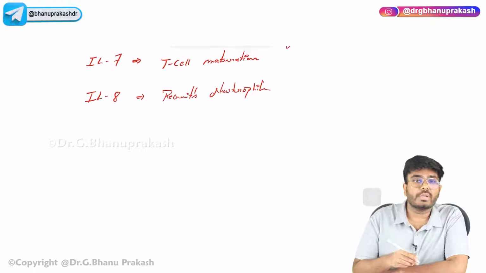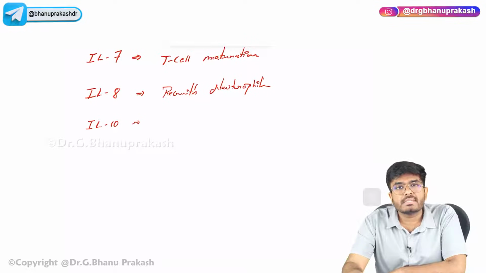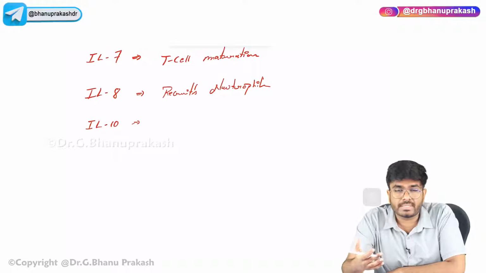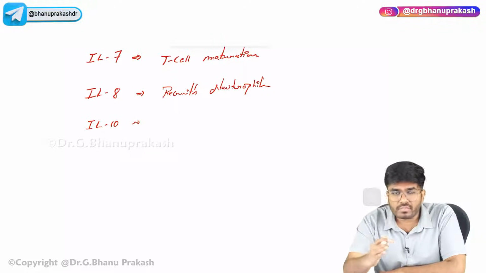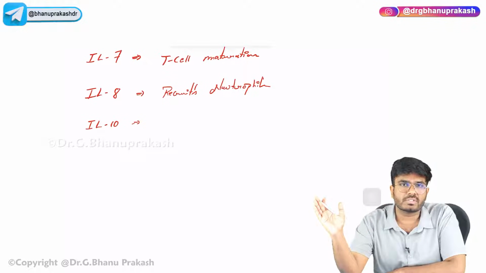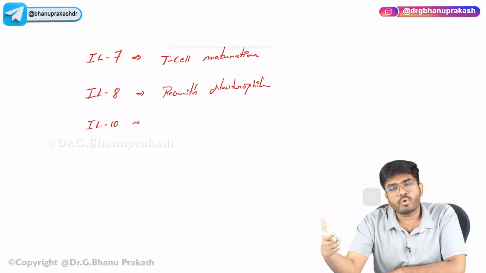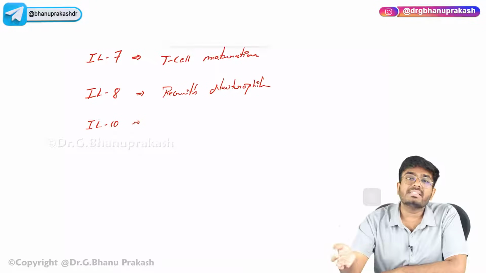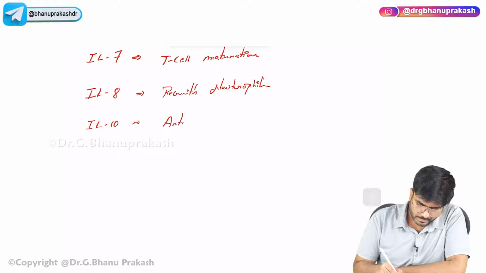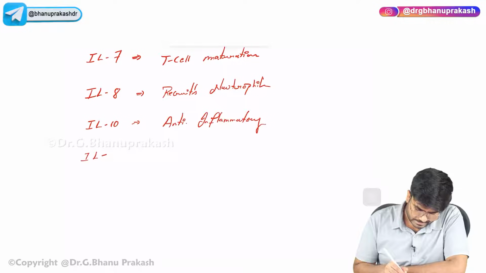After 8, interleukin 10. The very important point about interleukin 10 is, see, interleukin 10 is not pro-inflammatory, rather it is anti-inflammatory. It's against the inflammation, it stops the inflammation. After some time we need to stop the inflammation. We cannot simply continue the inflammation throughout the life. At a certain stage we have to stop the inflammation. Okay, inflammation completed, now we have to go for the repair. So this interleukin 10 is anti-inflammatory.